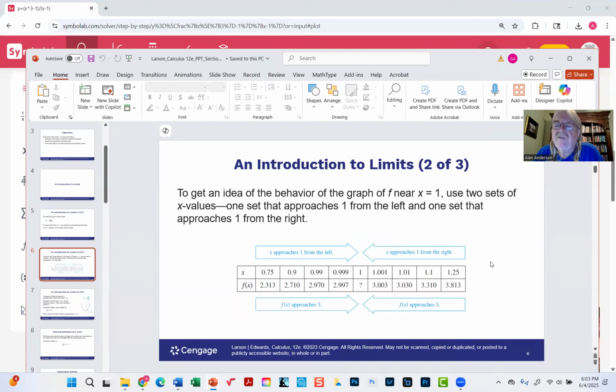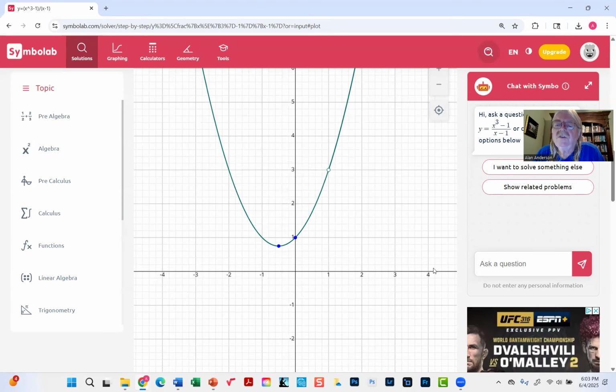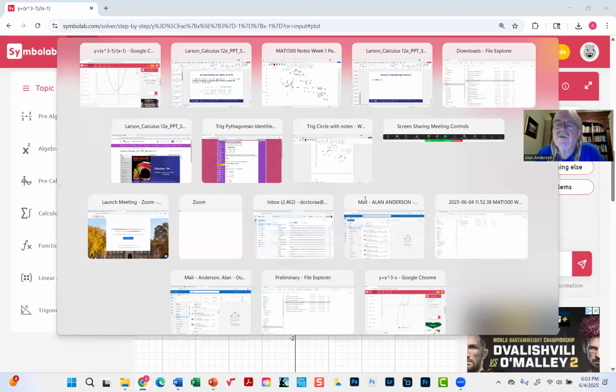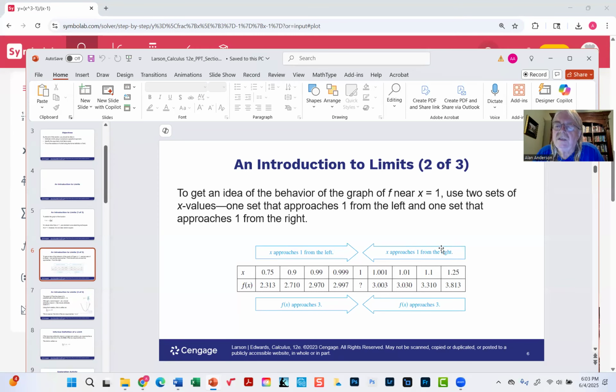Now, if we do the same thing from the right, meaning we start with the larger x's and work our way down to the smaller x's, we say that x is approaching 1 from the right. We don't have time to go through and recalculate the function for all of these different x's, but what they want you to see is that here we're getting closer and closer to 3, and here we're getting the same thing.